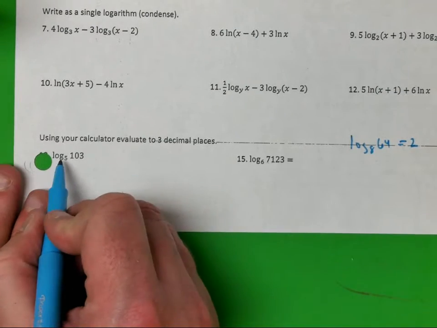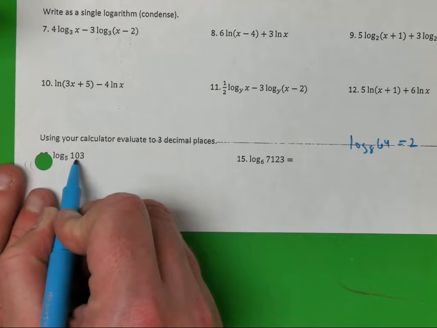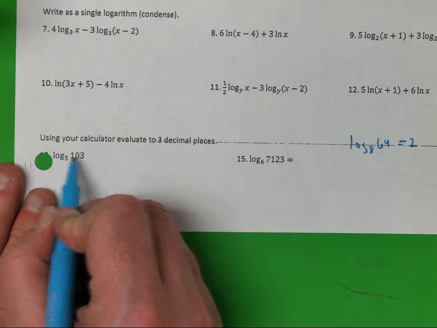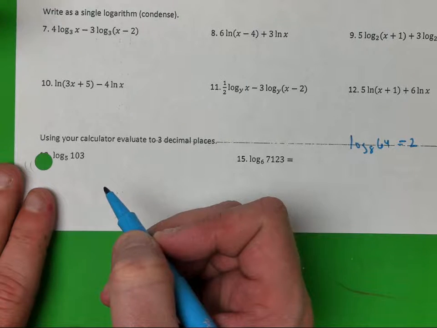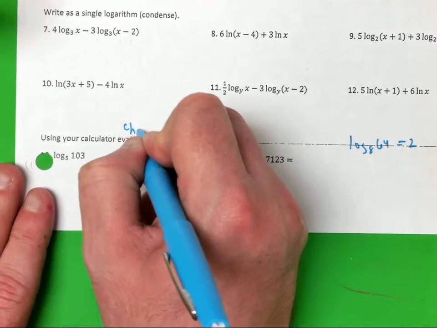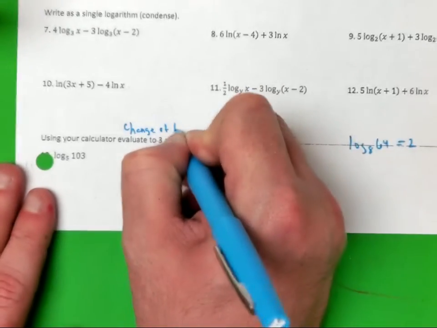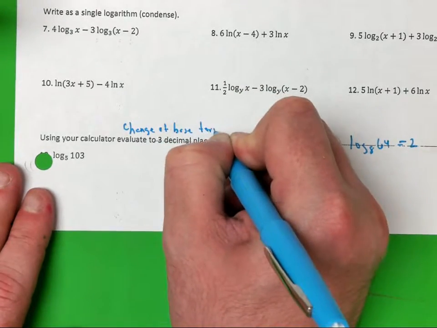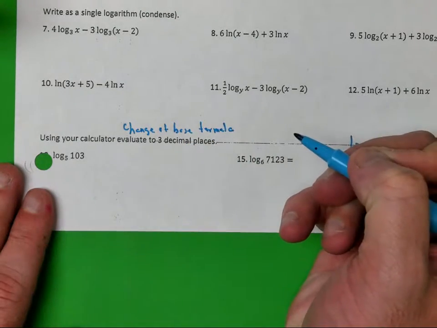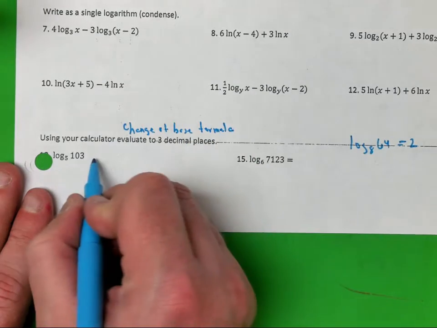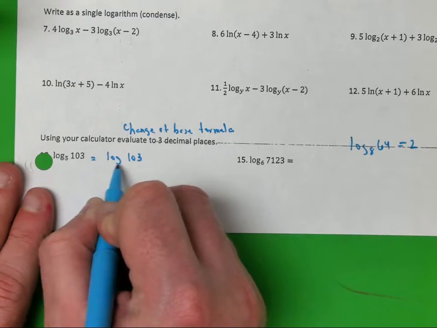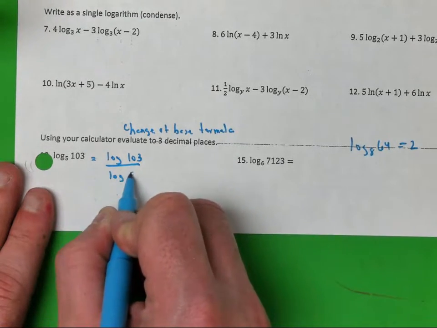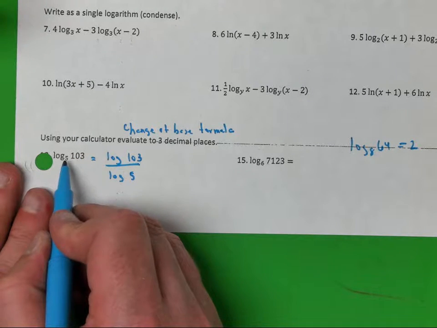But what if I give you something like log base 5 of 103? We don't know off the top of our head what 5 raised to what is 103, some decimal. So you have to have another technique, another strategy to use for this. And what you use is called the change of base formula. What you do is you simply rewrite it as log of 103 divided by log of 5.